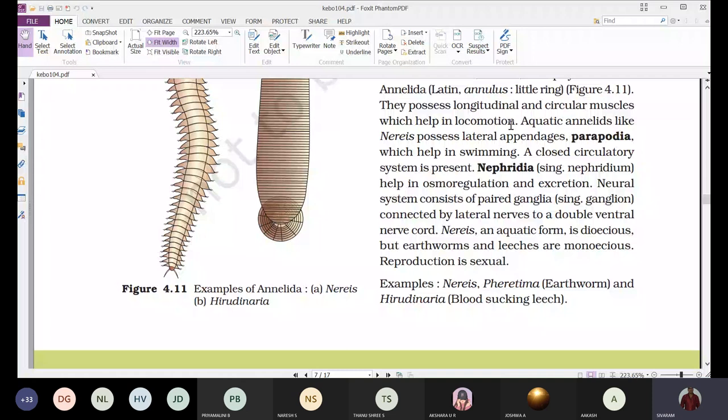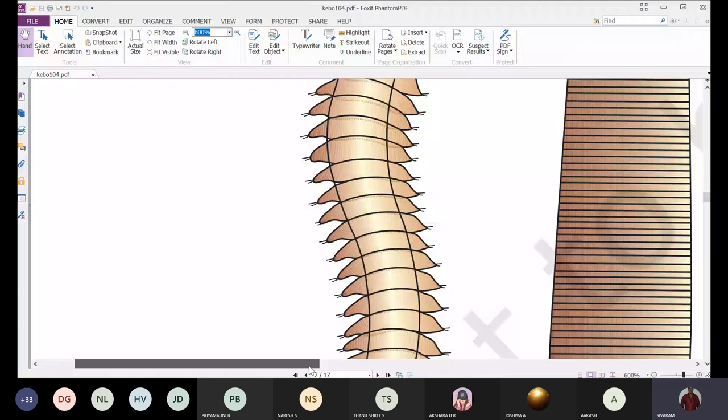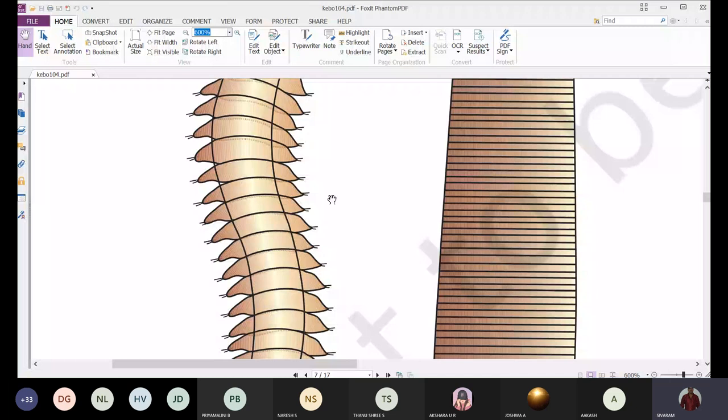And in some aquatic annelids, like nereids, possess lateral appendages, which we call as parapodia, which help in swimming. We can see here. This is nereid's body. We can see here, okay, at the tip of each segment, we'll find two thread-like structures arising. Those are nothing but parapodia. And these parapodia help in locomotion, that is swimming, because nereis is an aquatic organism. Okay, that is.